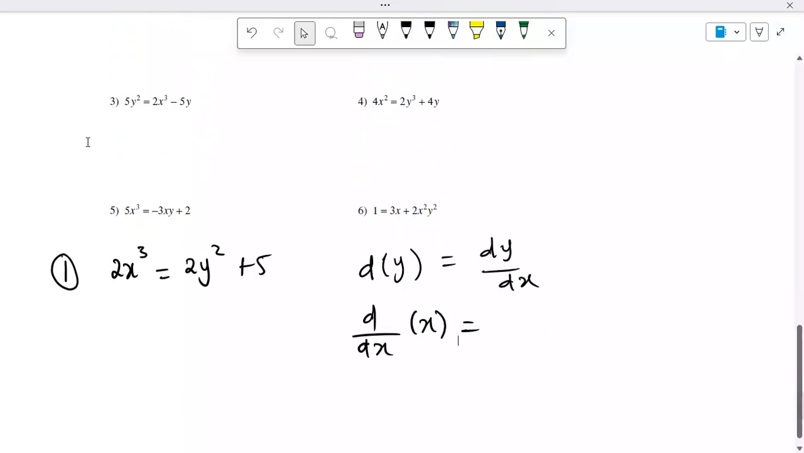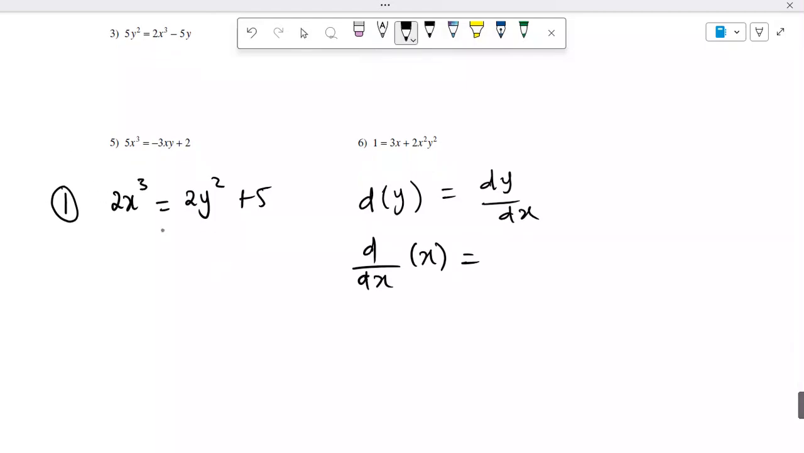So we are differentiating both sides, this side and this side. Differentiating with respect to x, we write d over dx of this, equals, and for this we are differentiating y with respect to x, so we write d over dx.